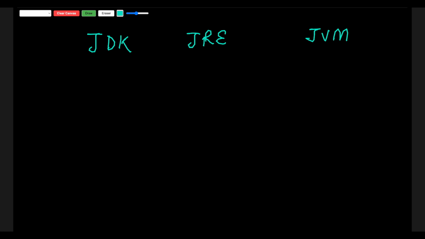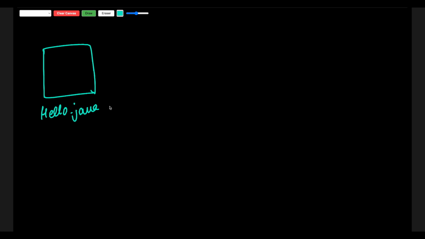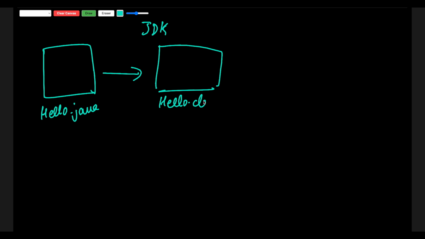Let's see what happens when you run a Java program. So you have written your Java program inside the hello.java file. So first of all, JDK comes into play. JDK will compile this particular Java file into the bytecode. So hello.java is converted into hello.class. So after compiling, we get the bytecode. This particular compiling is done using the javac command.